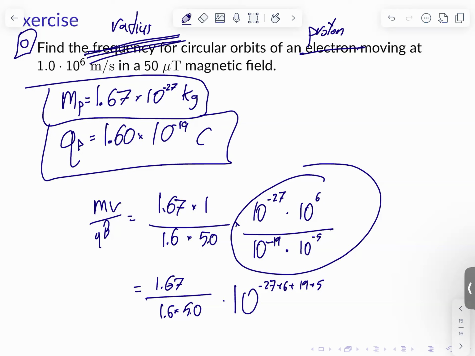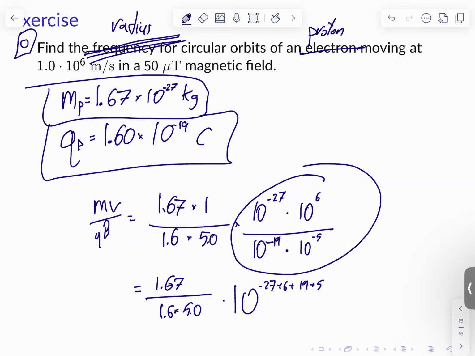What's 6 minus 27? What's 27 minus 6? And then throw a minus sign on it, you got negative 21. What's 19 minus 21? 19 is smaller than 21. Negative 2 plus 5.